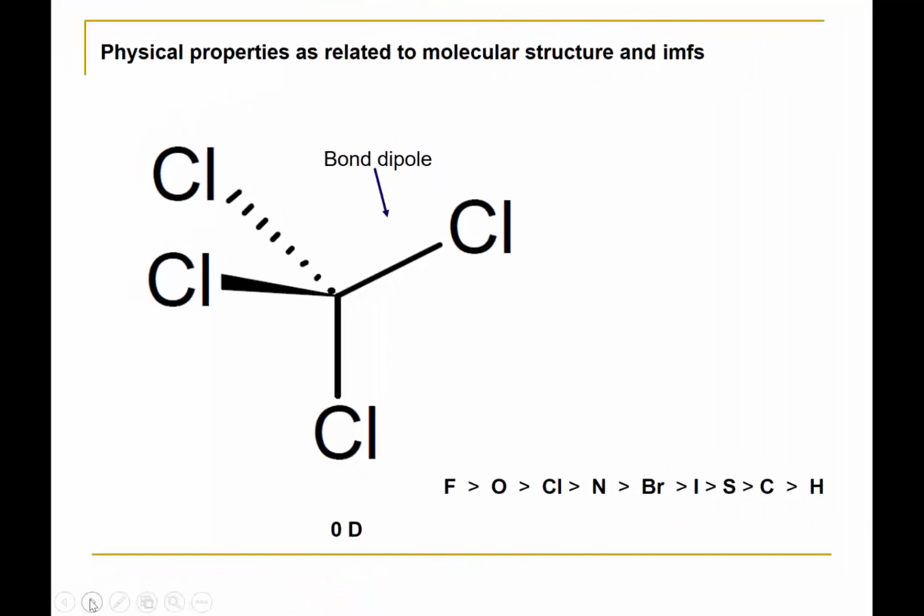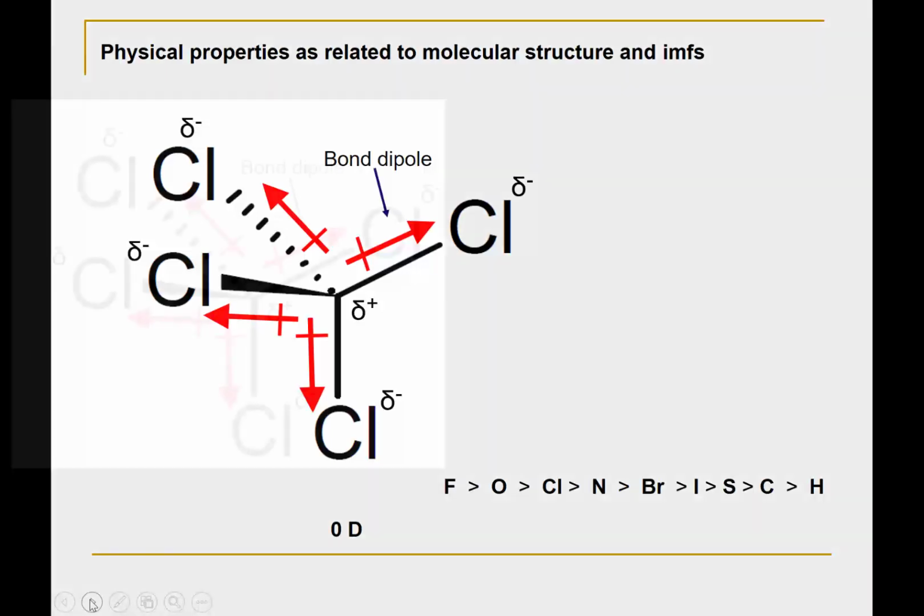Let us now consider a wedge-dash structural representation of tetrachloromethane. There are bond dipoles towards the chlorine atoms for each of the carbon-chlorine bonds, but because this molecule is completely symmetrical, the bond dipoles will cancel.